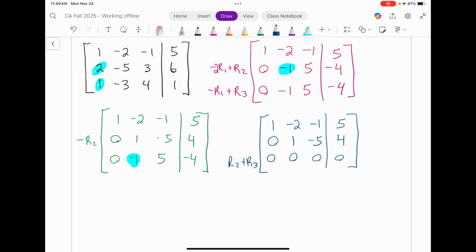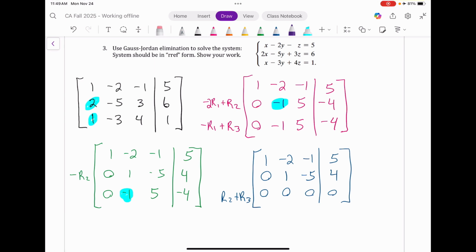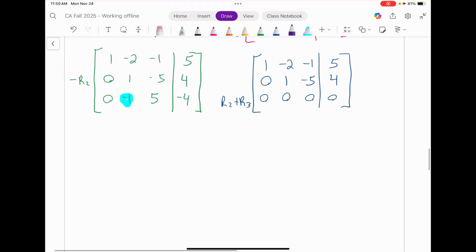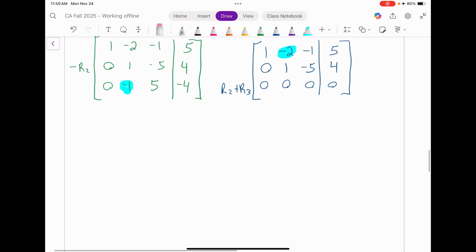All right, so we want to get this matrix as close to reduced row echelon form as possibly can. So what can we do? We can get this 0 here where that -2 is. So we can multiply row 2 by 2. So we can do 2 times row 2 plus row 1 to become our new row 1. So that'll get 1, 0, -11, and 13.